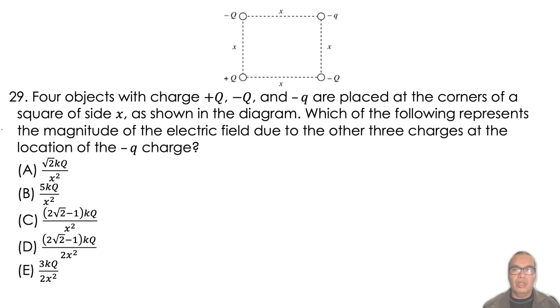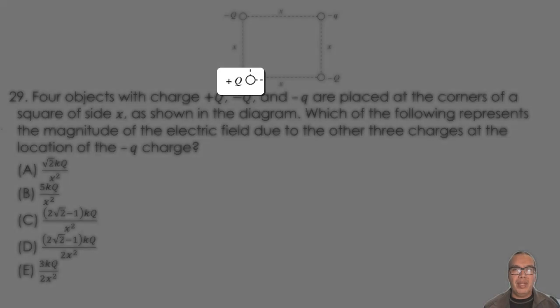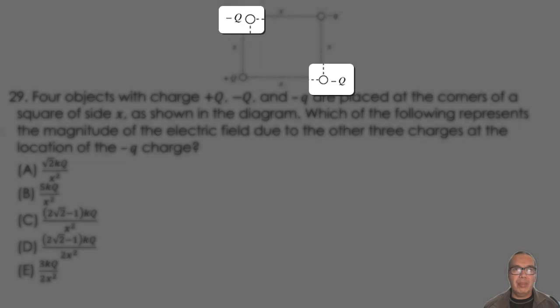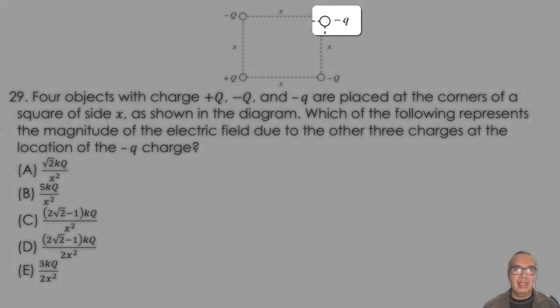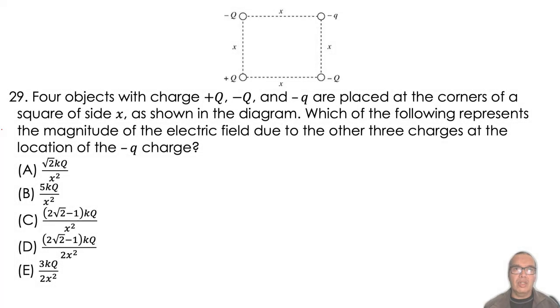Four charges with charge positive Q, negative Q, and negative Q are placed at the corners of a square of side x, as shown in the diagram. Which of the following represents the magnitude of the electric field due to the other three charges at the location of the negative Q charge?